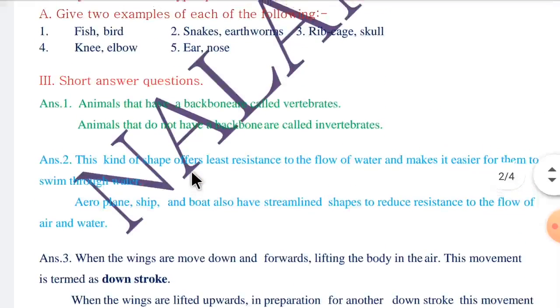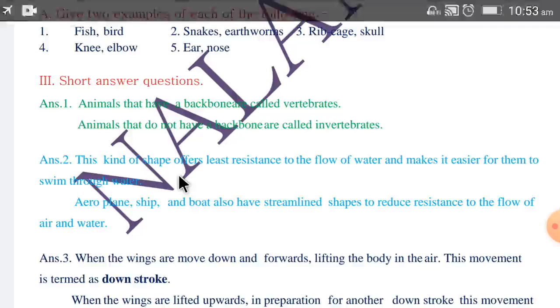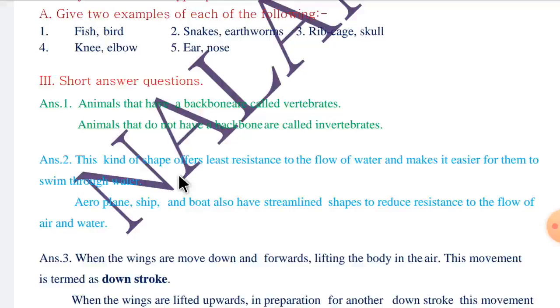Let's go more ahead to short answer questions. The short answer questions and long answer questions you have to write in your FNB. Write the question with a black pen and show the answer with a blue pen, point-wise. Here I wrote like this. You can easily understand how to write in your FNB.